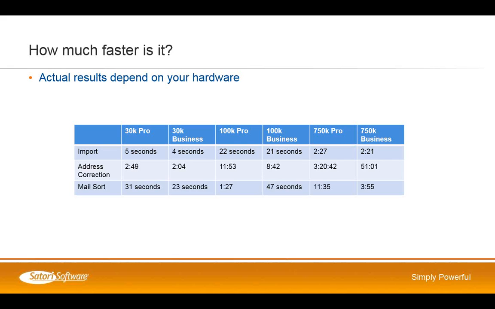And then I took a bigger list. Now 750,000 records for Professional is kind of stretching that product to its limit. And it definitely shows in the statistics that we see here. Address correction took almost 3.5 hours. I actually started the job at about 3:30, and then I went home because I did other work before I went home, but it was 5 o'clock and the job was still processing.